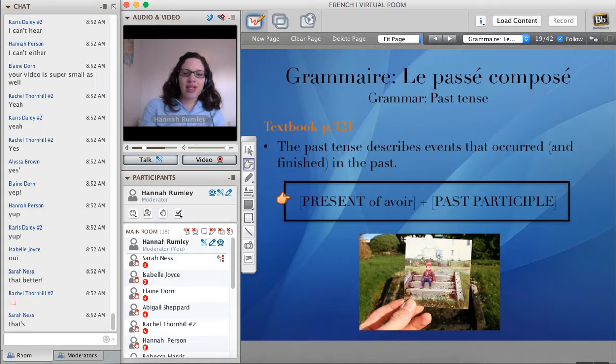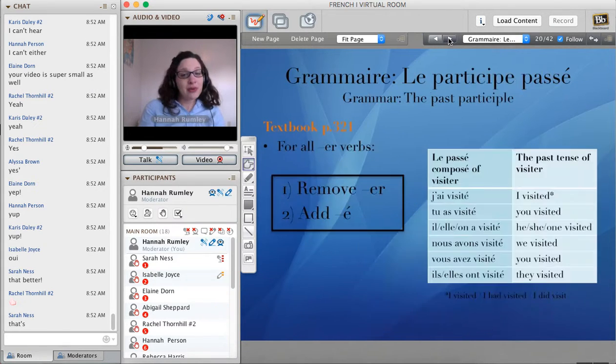Our formula for it is quite simple. We use the present form of avoir and then the past participle. Okay, present form of avoir and then a past participle. What's a past participle, you ask? Let me tell you. Le participe passé, the past participle, for all ER verbs, the formula is remove the ER and add the accent E, which you saw in the dialogue, so this shouldn't be like a super big surprise.